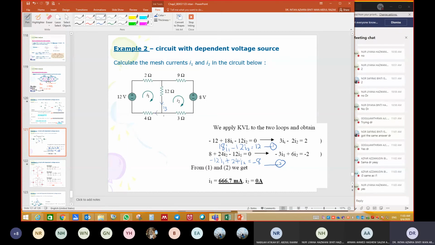Okay, so I1 is here, I2 is here. Okay, if we write KCL here, then I2 plus I3 equal to I1. I3 is equal to I1 minus I2. I1 is equal to 6.7 milli minus 0. That's why we get 6.7 milli. And it is equal to I1. That's why. Okay.